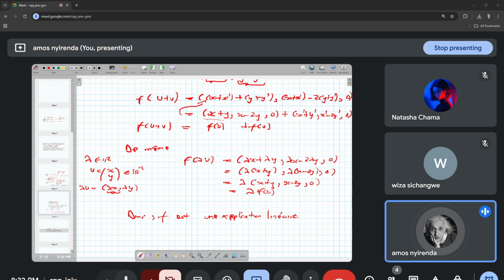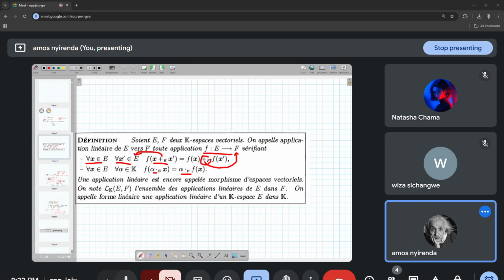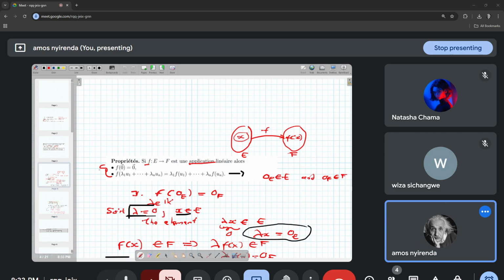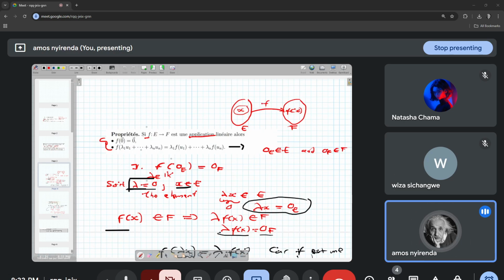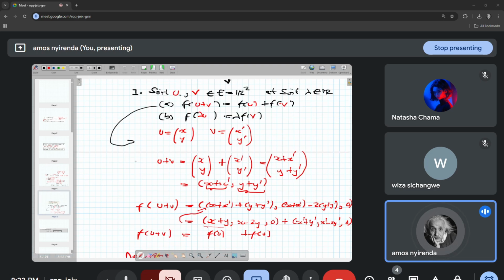Now let's go back to one important detail here. We said that the first property, f of 0_E is equal to 0_F, is a necessary condition. Because we've shown that f is a linear application, we must know that this condition has already been checked. So we've applied the definition, we've shown that f is a linear application, so automatically that first property is true.